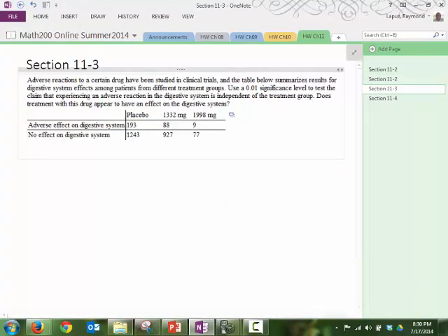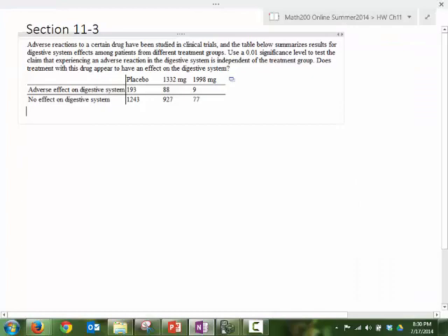So this one says that adverse reactions to certain drugs have been studied in clinical trials. The table below summarizes results from digestive system effects among patients from different treatment groups. Use a 0.01 significance level to test the claim that experiencing an adverse reaction in the digestive system is independent of the treatment groups. So here are your two categories, adverse versus no effect in the digestive system. These are the treatment groups.